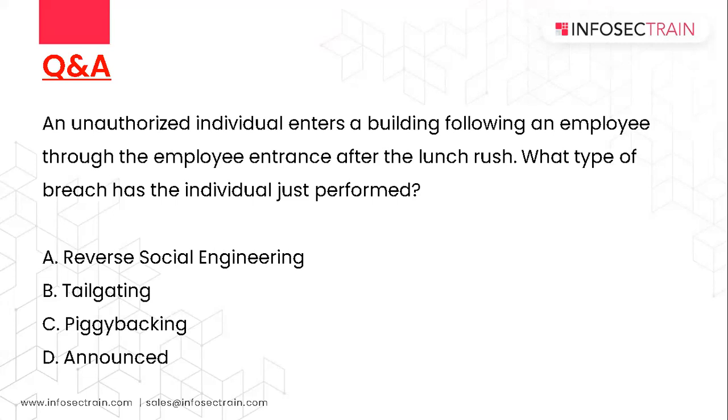In tailgating, the attacker follows an authorized person, the employee, without his knowledge. That is tailgating. After that, we have piggybacking. In piggybacking, the authorized person, the employee, allows the unauthorized person to get inside. That is piggybacking.